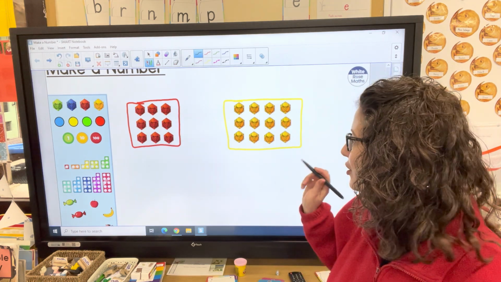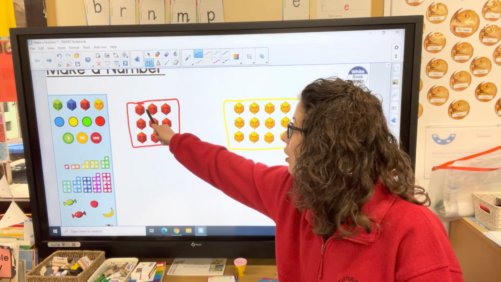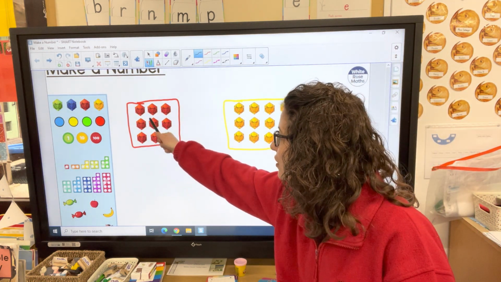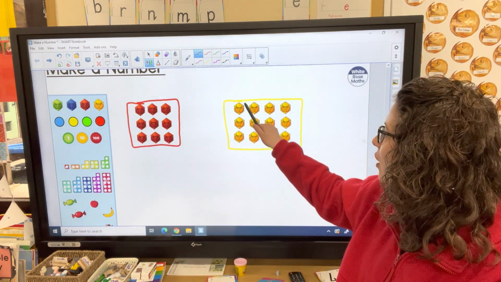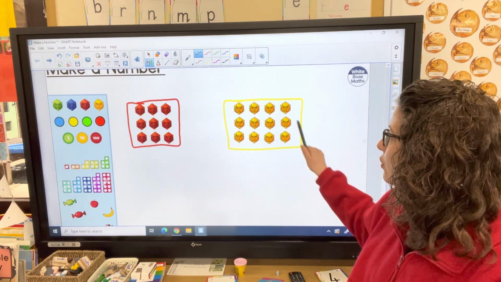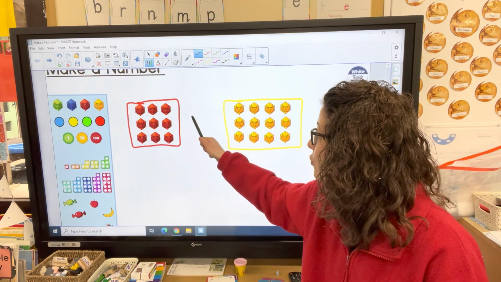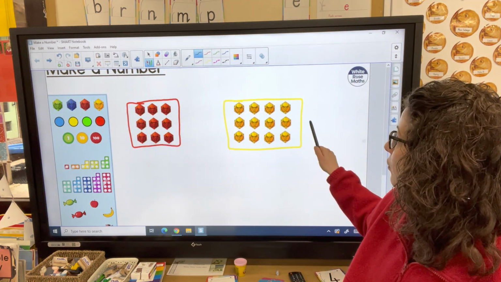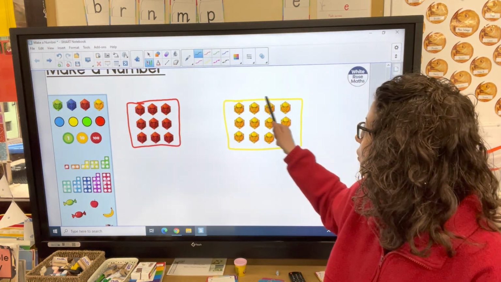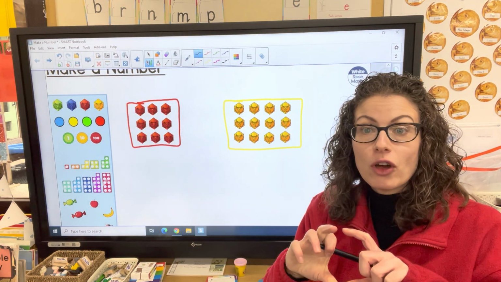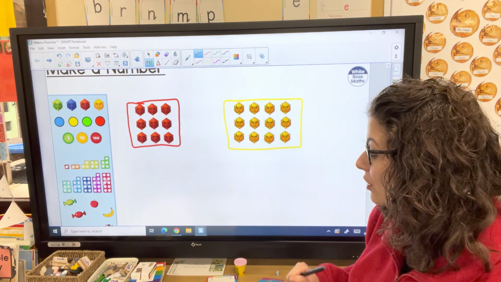Okay, brilliant, well done. So the red, number 9, is a square because all the sides are the same. But number 12 is a rectangle because 2 of the sides are longer and 2 are shorter. So they have the same number of sides, 1, 2, 3, 4, 1, 2, 3, 4. They have the same number of corners, 1, 2, 3, 4, 1, 2, 3, 4. But their sides are not the same length. Brilliant. That's the difference between a rectangle and a square.